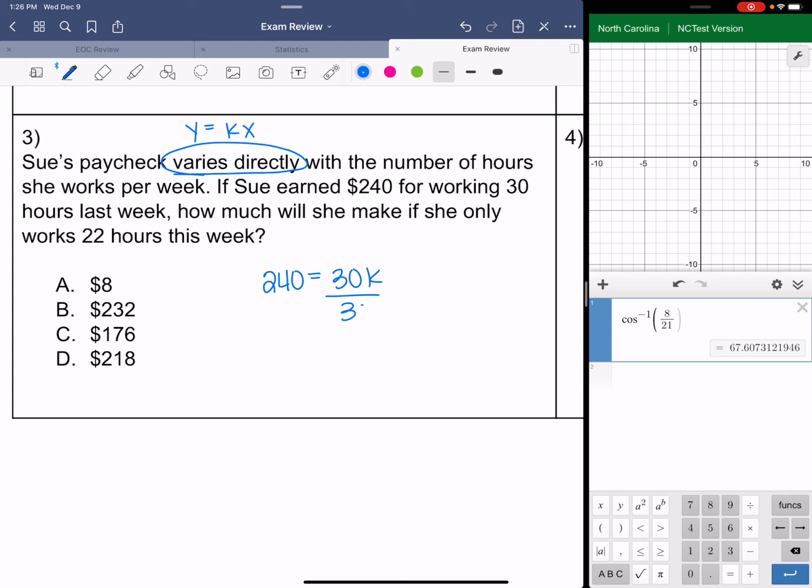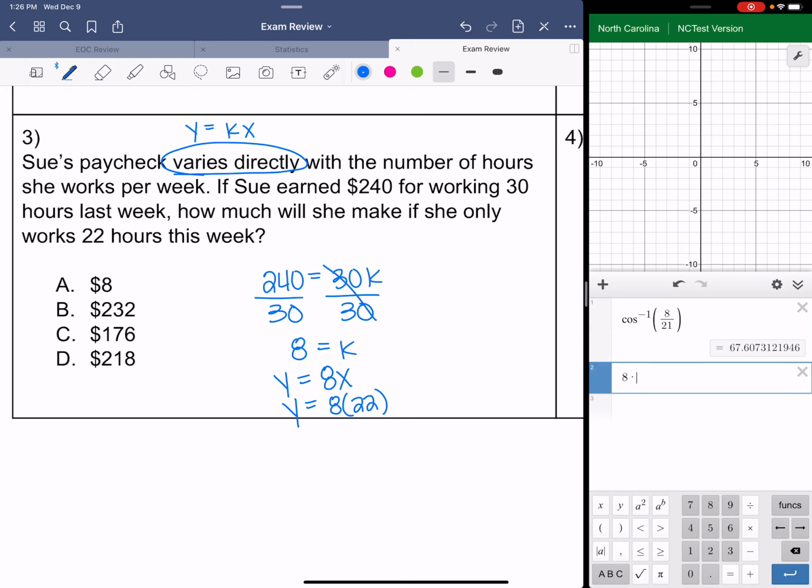So we'll divide by 30 on each side. So that's 240 divided by 30 is 8. So k is always equal to 8. So y is always equal to 8 times x, which is the same thing as 8x. And we want to know if she works 22 hours. So if x is 22, what would she make? So 8 times 22 is 176.